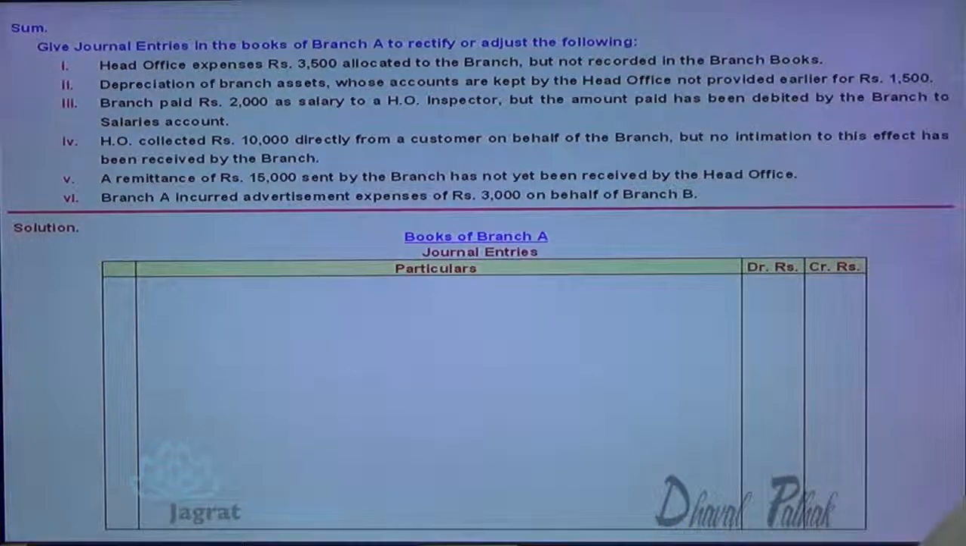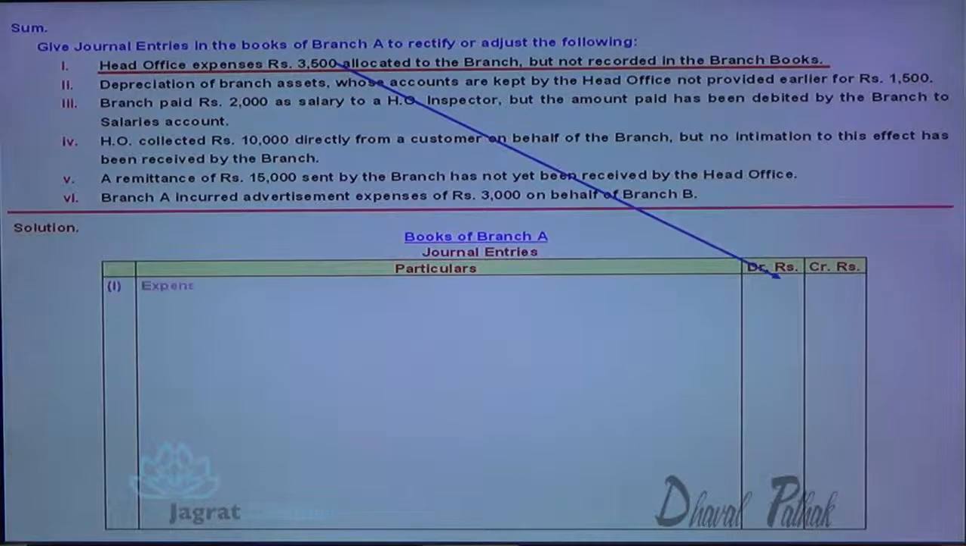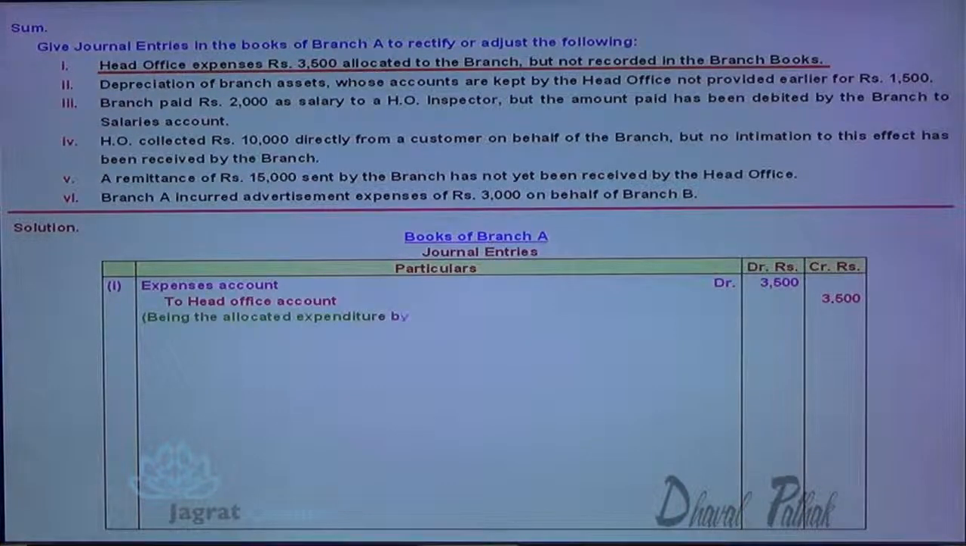So an entry for that is branch expense account debit to HO account credit. HO is the giver of this expenses, so HO account is to be credited. It is the expense of branch, so branch expense account is to be debited for that. This is the narration.